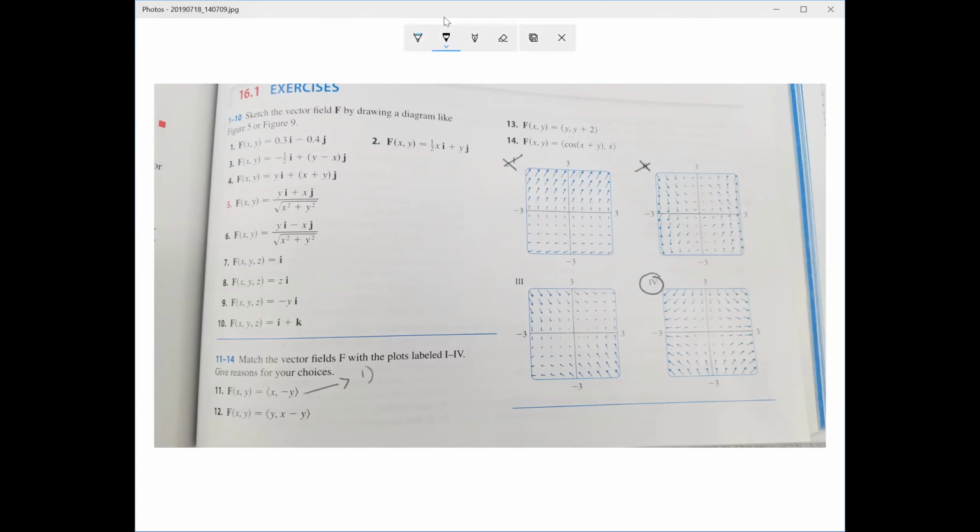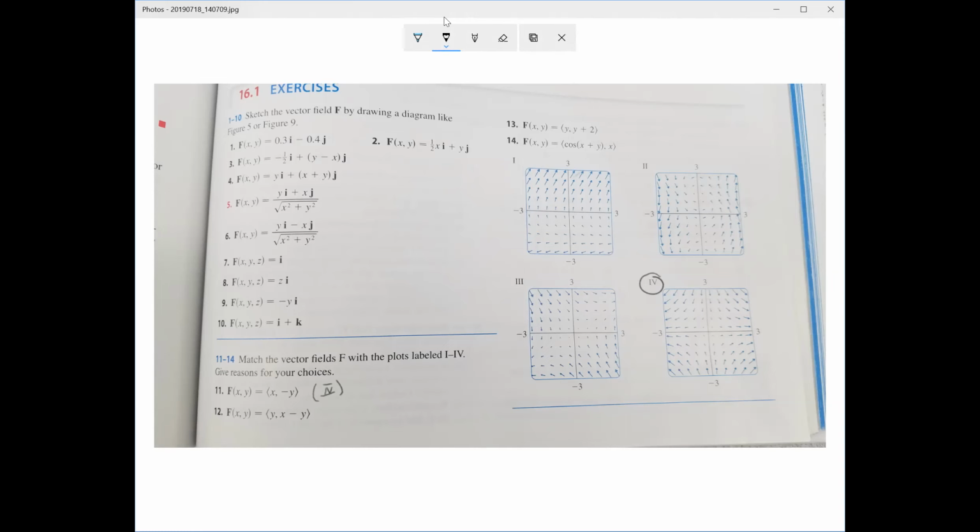Okay, so for number 11, I write this down. That would be graph IV. Okay. All right. So let's go over the next 3 to get a better understanding.